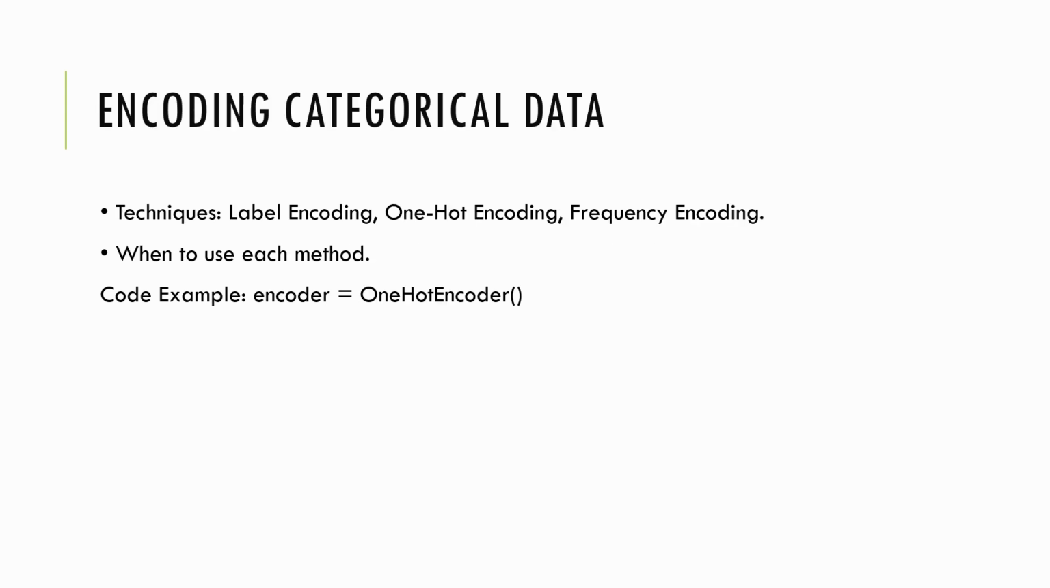Many machine learning models require numerical inputs. Hence, we need to encode categorical data such as male or female into numeric values. Common methods include label encoding and one-hot encoding, which convert categories into numerical values while maintaining the integrity of the data.